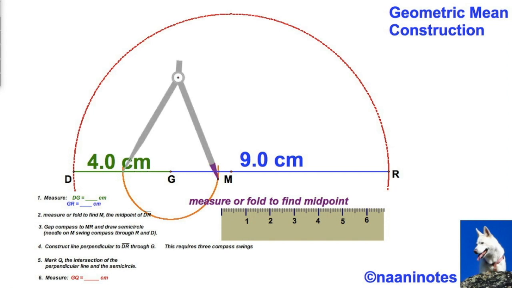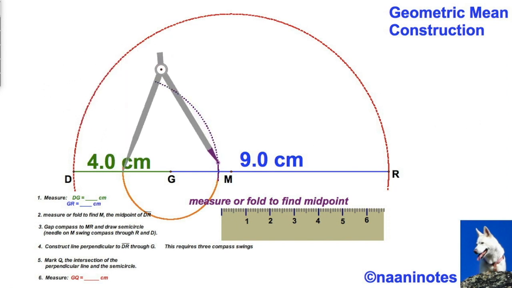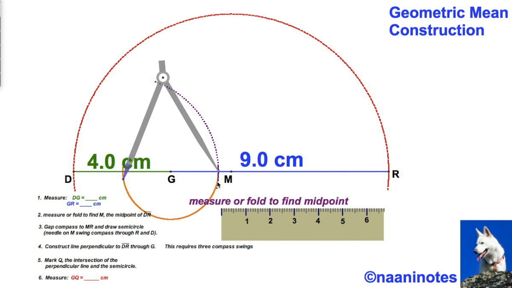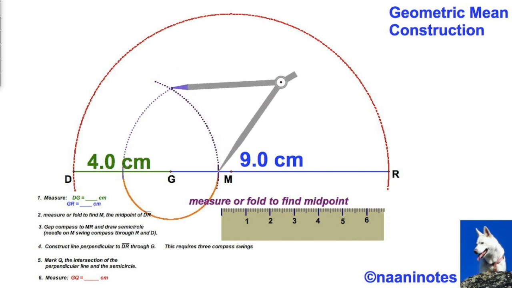So go ahead and put the needle on one of those points, gap it to the other point of intersection like that, and then give it a swing, just like you've done before. And then reverse your compass, put the needle on the other intersection, and re-gap it to this point right there. And there you go. Beauteous Maximus.